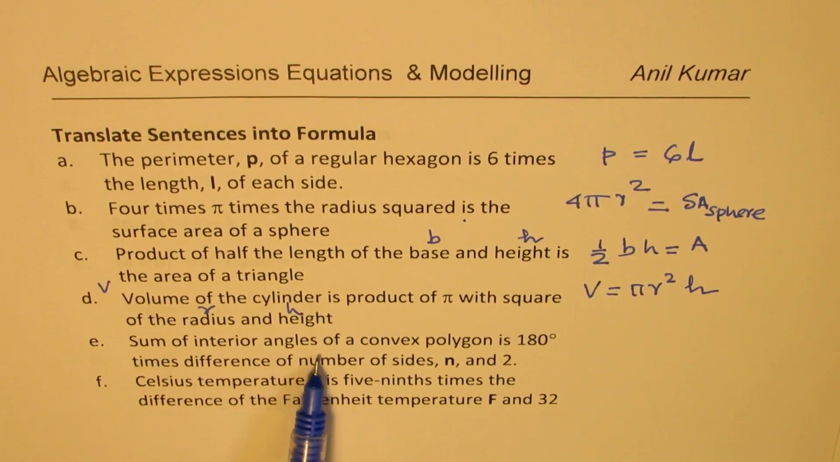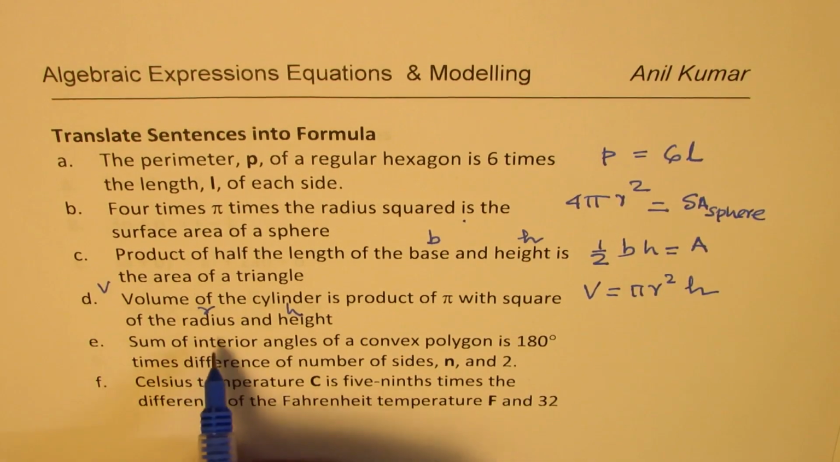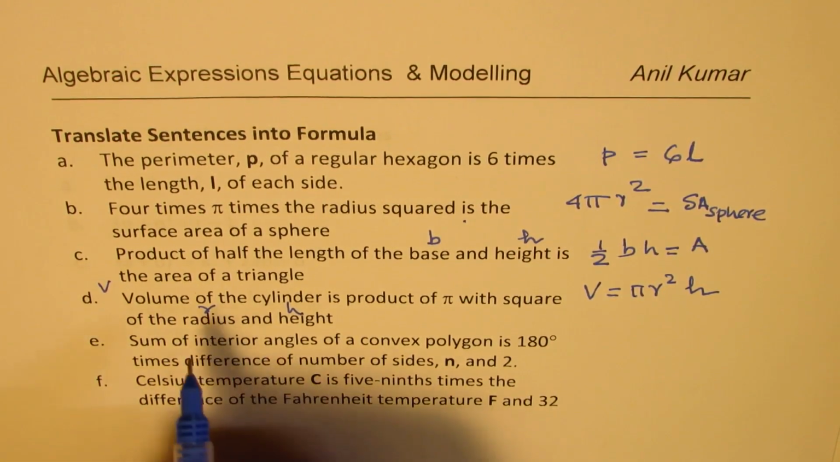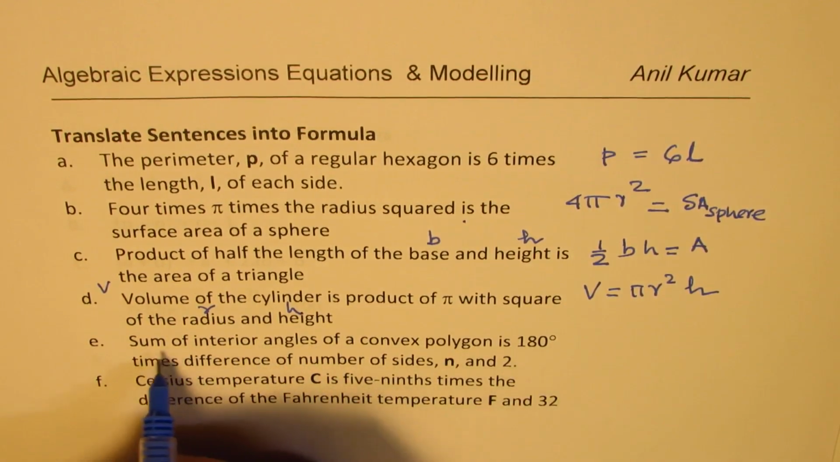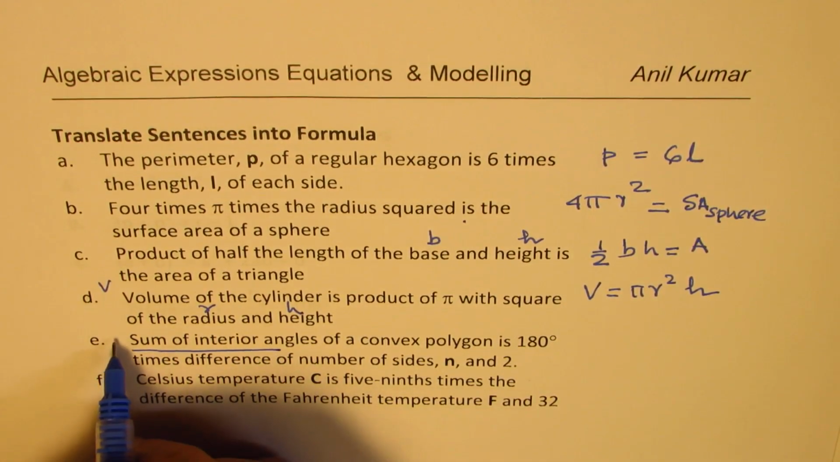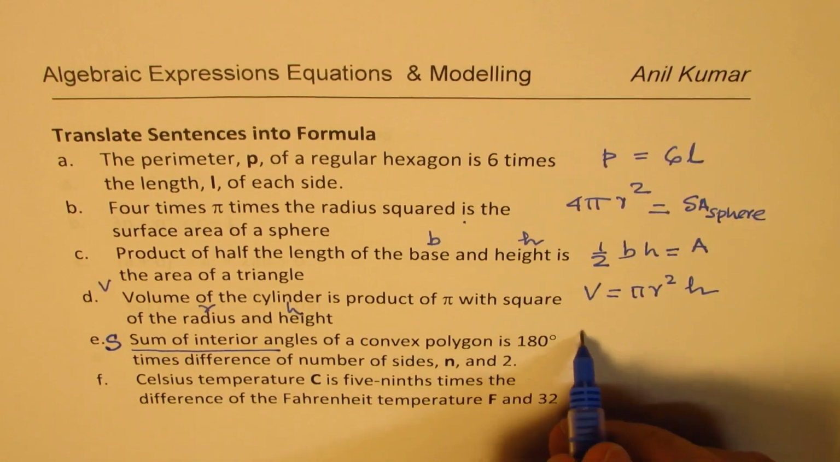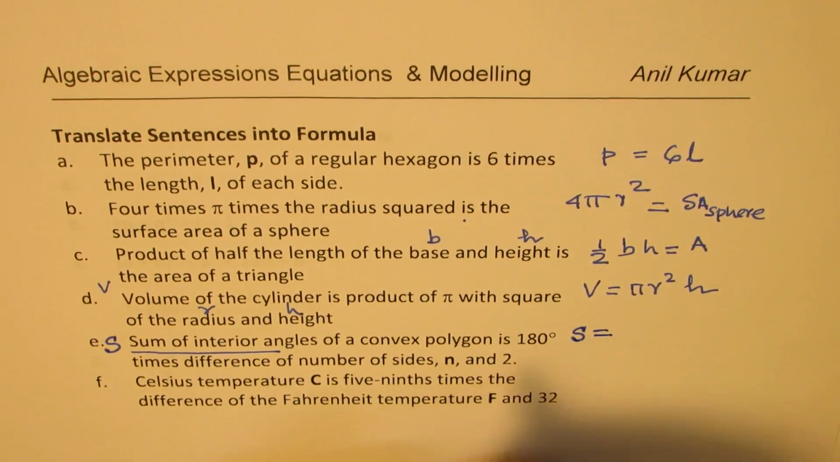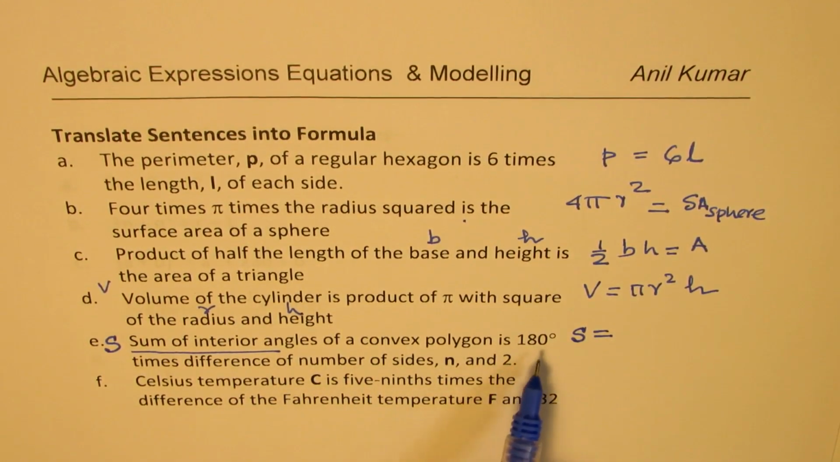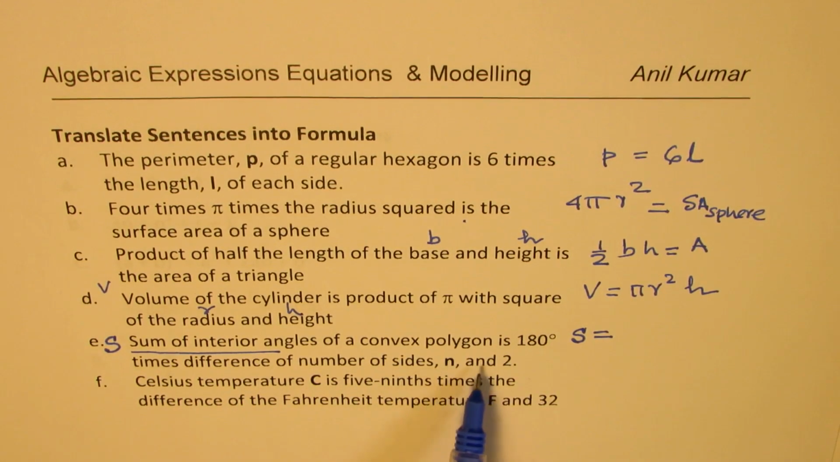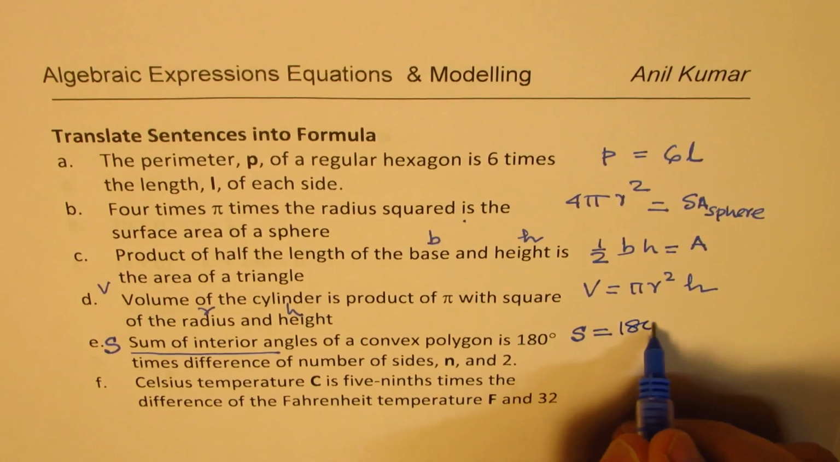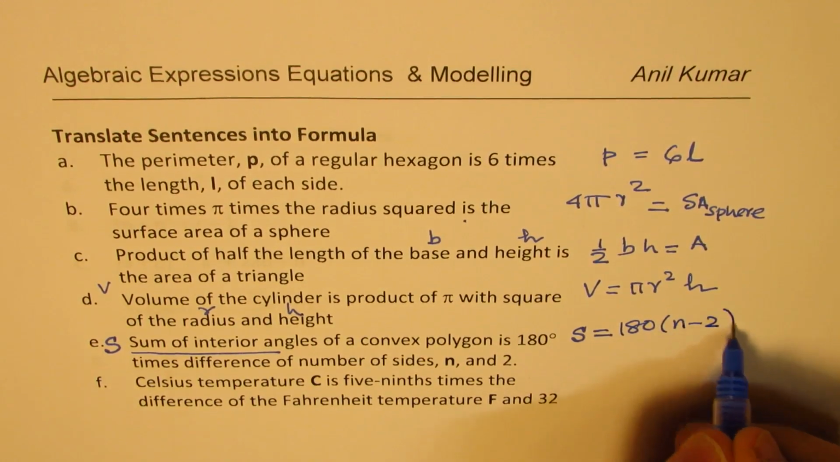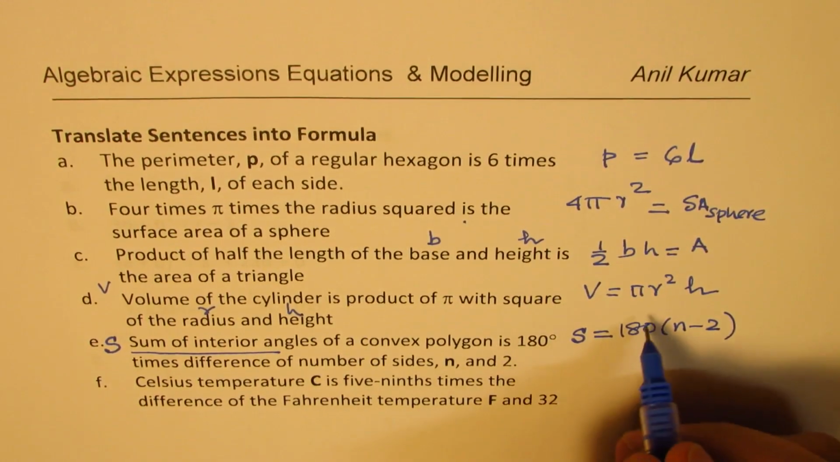Sum of interior angles of a convex polygon is 180 degrees times the difference of number of sides and 2. So sum of interior angles, let's say we are calling the number of sides variable n, or we say capital S. Okay. So we say capital S is 180 times the difference of number of sides n and 2. So it is 180 times n minus 2. Clear? And that is in degrees.